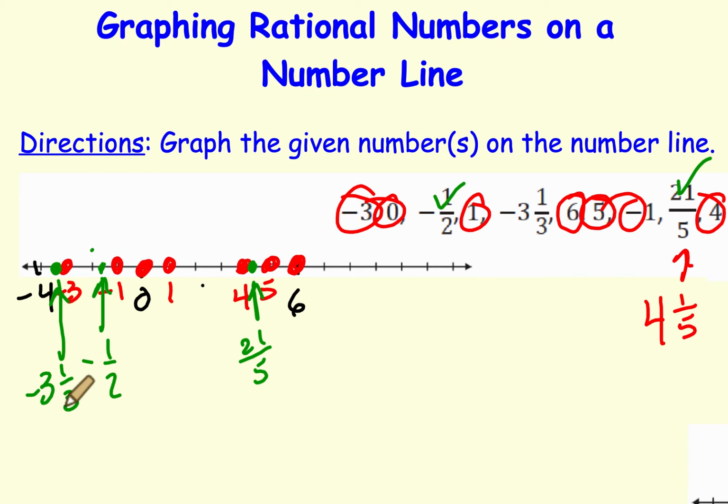So if I was to write these numbers in order from least to greatest, here's what I would get. Negative 3 1/3 is the least.